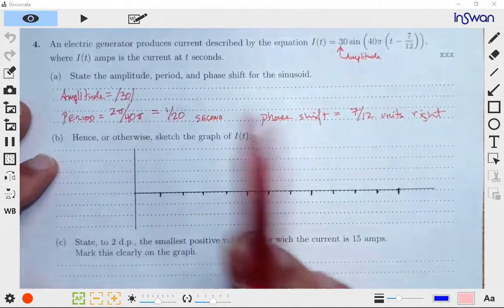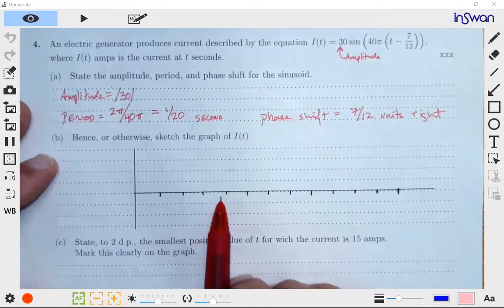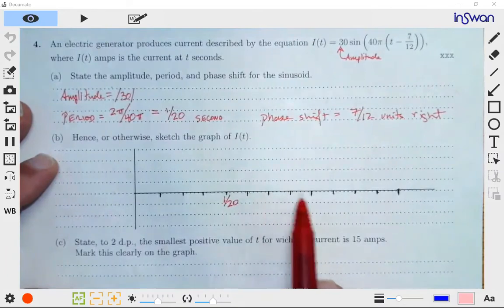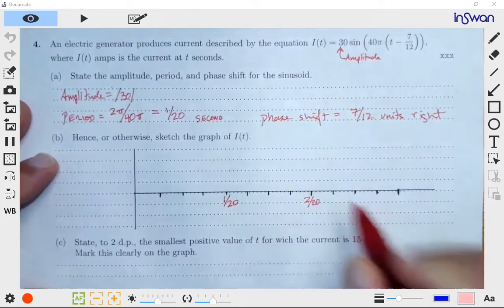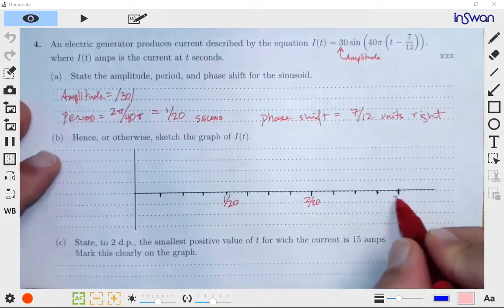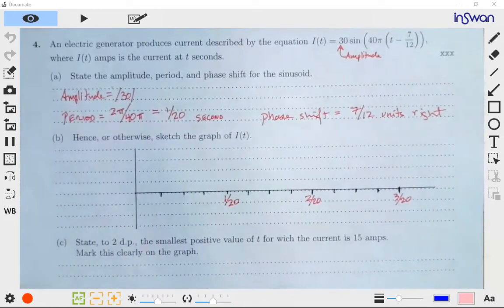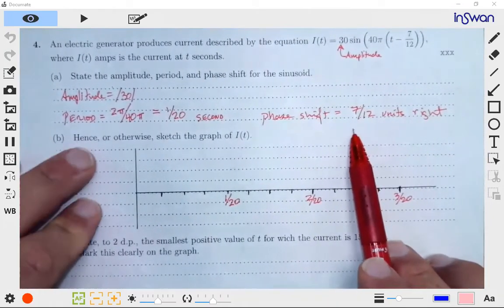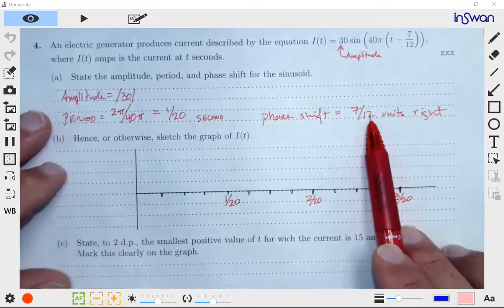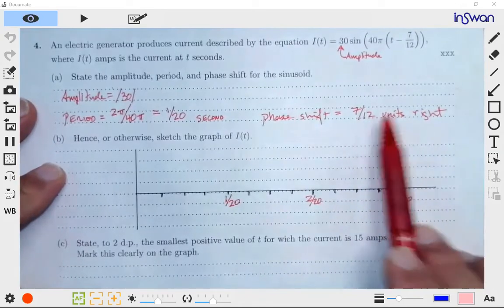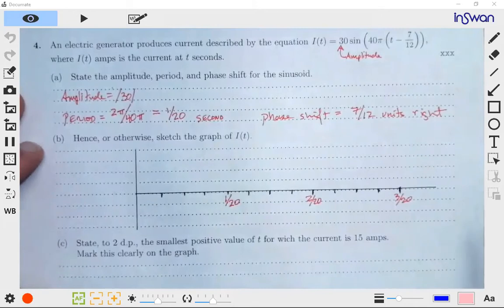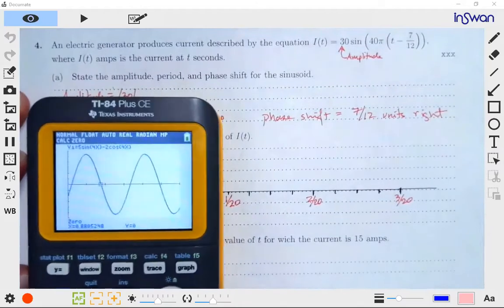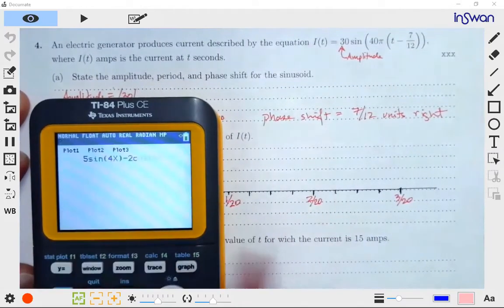My period I know is 1/20th, so I have 1, 2, 3, 4 for 1/20th, then 1, 2, 3, 4 for 2/20ths, and 1, 2, 3, 4 for 3/20ths. So that's going to be my period. Now, my phase shift is 7/12 units to the right. Well, 7/12 is actually quite a large amount. So for graphing this, I might go ahead and use my calculator to help me out.